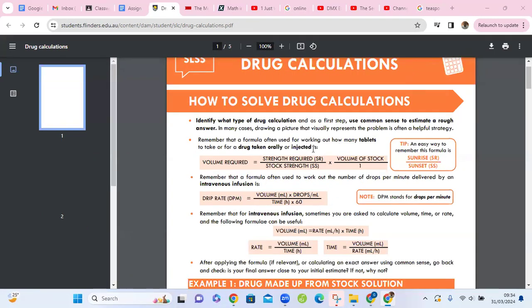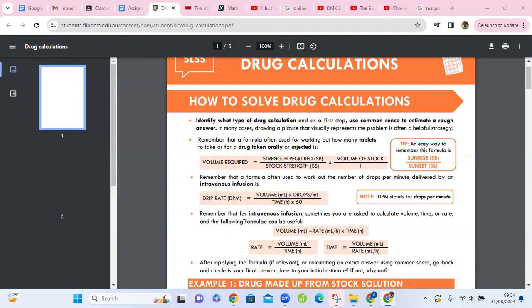Before going into the calculations, let's take a look at the formulas. It says to identify what type of drug calculation, and as a first step, use common sense to estimate a rough answer. In many cases, it's like using your intuition. Drawing a picture that will visually represent the problem is often a helpful strategy. Remember that a formula often used for working out how many tablets to take, or for a drug taken orally or injected, is the volume required formula. Here is the formula. Remember also the formula often used to work out the number of drops per unit delivered by an intravenous infusion. Here's the formula for the number of drops.